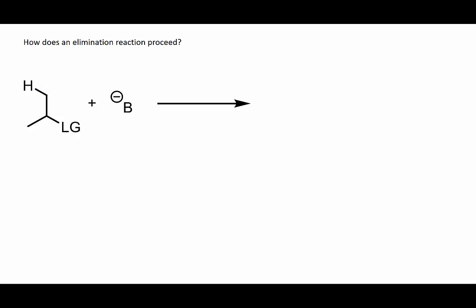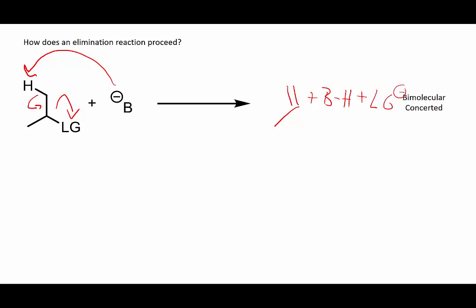How do these eliminations proceed? What's the mechanism here? Well, we can imagine a bimolecular mechanism where the base will abstract a proton. The electron density from this bond will come down and form our new pi bond and kick off our leaving group. In this case, we've got a formation of our alkene right here. The base is now protonated. It will be BH instead of just B-, and we have our leaving group with a negative charge. Again, this is a bimolecular mechanism, and this is concerted, similar to an SN2 reaction.